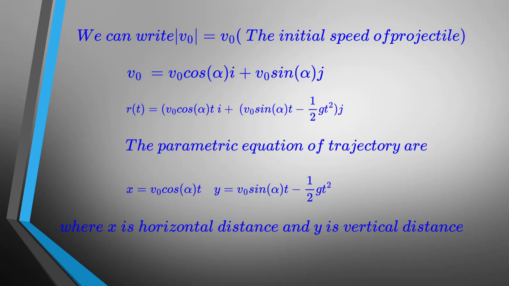We can break down the velocity into two parts, one that goes horizontally, v0 cosine alpha, and one that goes vertically, v0 sine alpha. When we compare this with the previous equation, we can find the position formula as follows. In this formula, x represents how far the projectile goes horizontally, v0 cosine alpha times t, and y shows the vertical distance it covers, v0 sine alpha times t minus half times g times t squared, where g is a constant due to gravity.